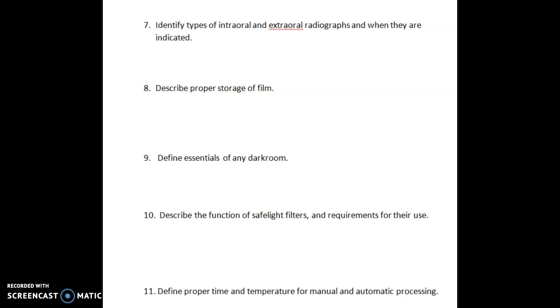Part 2 of the film and processing lecture. So I'm going to go ahead and get started. Hopefully you've already watched part 1 where we talked about film in particular. We're picking back up after the first 6 objectives with number 7, identify types of intra and extraoral radiographs and when they would be indicated.